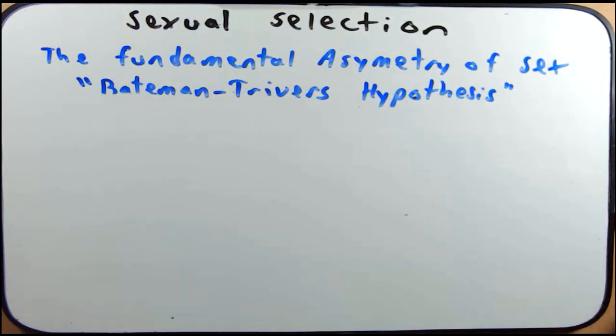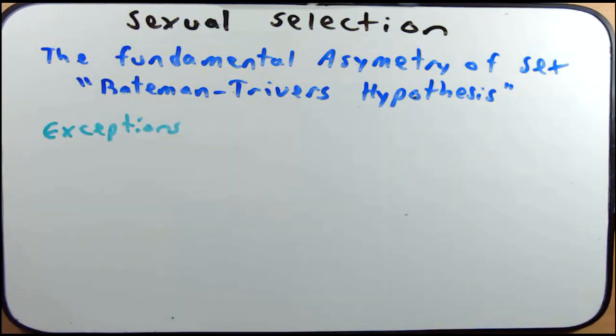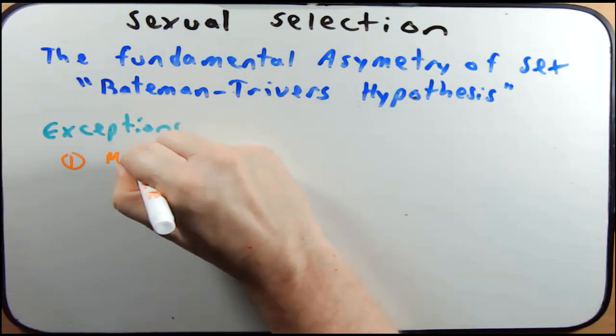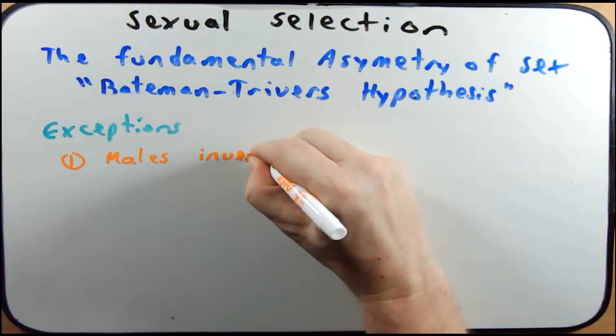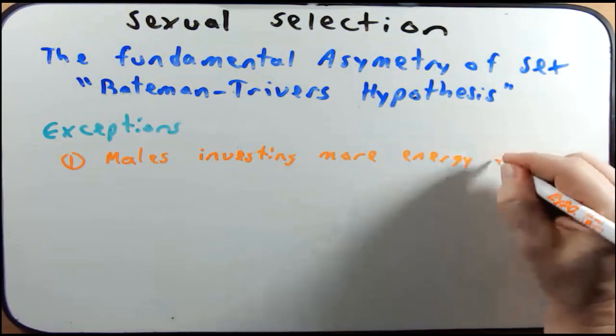So now the question is, when we look at natural populations, do these three predictions hold up? Is this what we actually see? And the answer is sometimes. In some species, in some populations, those three predictions are supported. However, there are always exceptions. And just briefly, some of those exceptions are sometimes we see males investing more energy into the offspring.